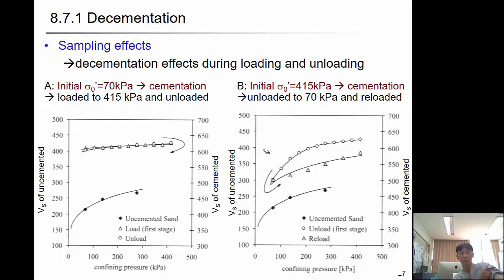And this can happen during the sampling of your soil in the field, because if you think about sampling with a thin wall tube or undisturbed sampler at maybe 20 meters deep, the confining stress could be 200 kilopascal, and when you sample it, you're releasing all the stress, so the confining stress becomes zero. Because of this release, it will try to expand. So if there's gypsum or calcite cementing the grains, it will be damaged. So the decementation effect can be severe in sampling.